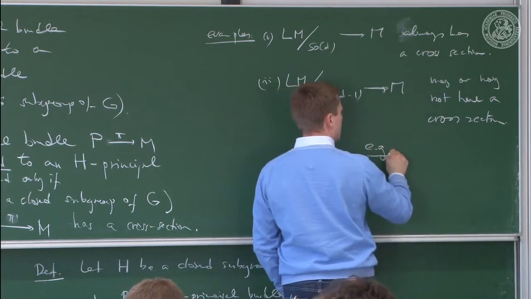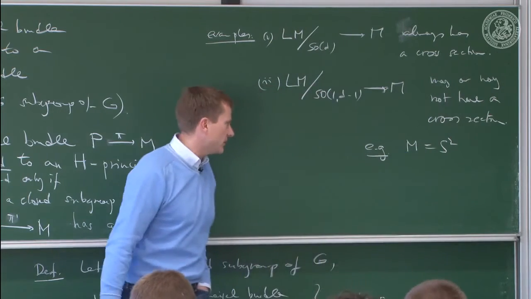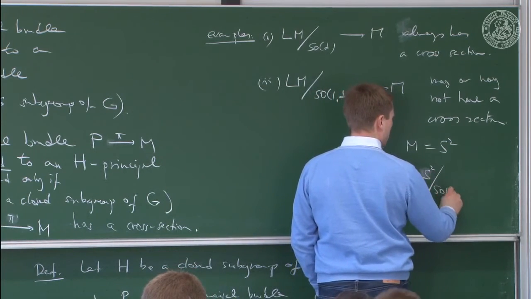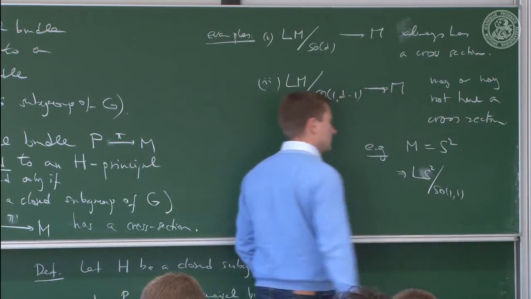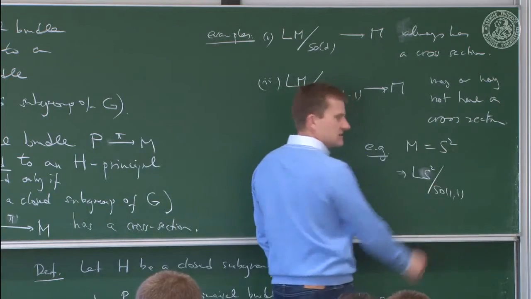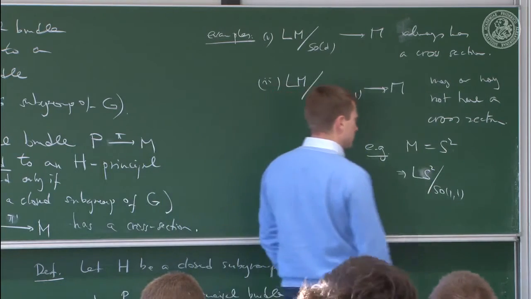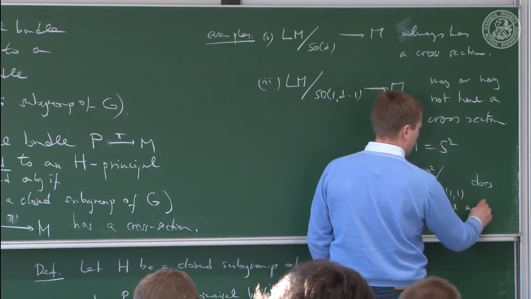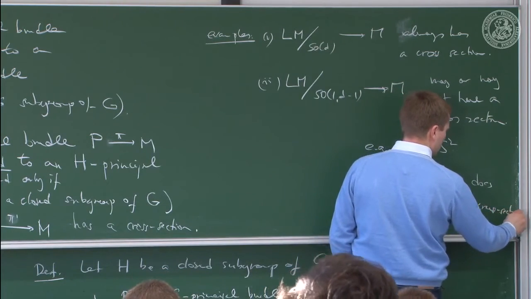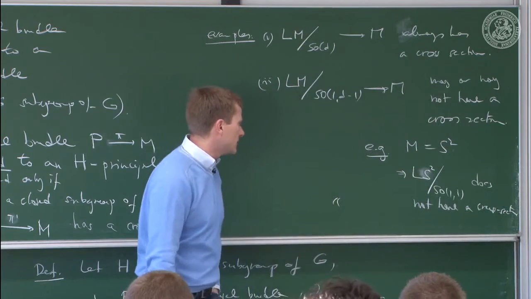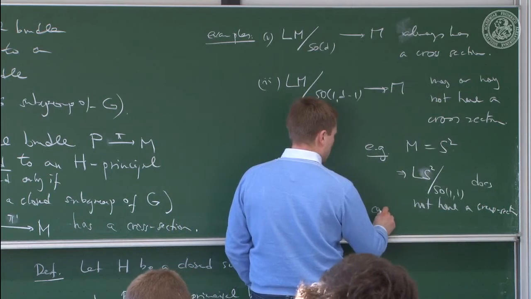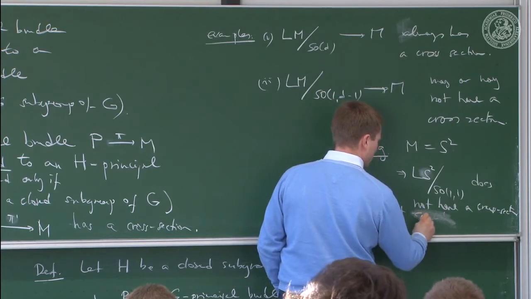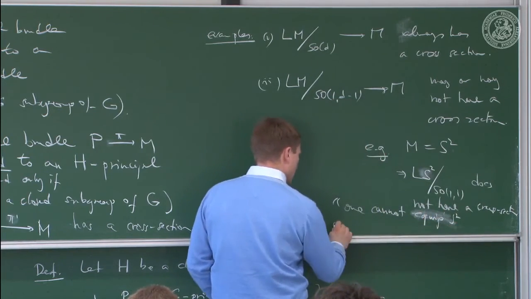So for instance, if M is the sphere, the true sphere, then LS2 mod SO1,1, which is a subgroup of GL2, the respective group in the corresponding frame bundle, does not have a cross section, or in other words, one cannot establish or equip the sphere S2 with a Lorentzian metric.